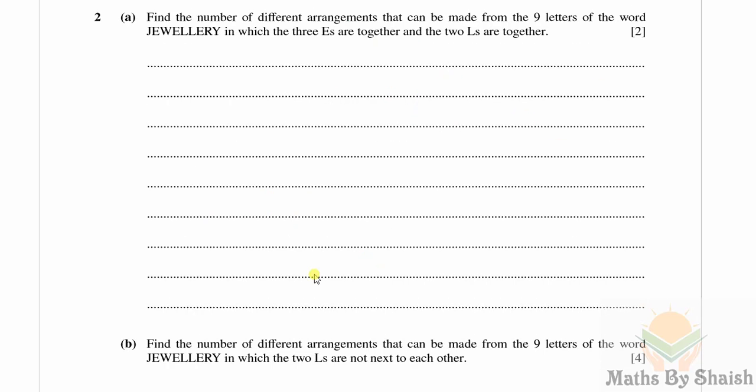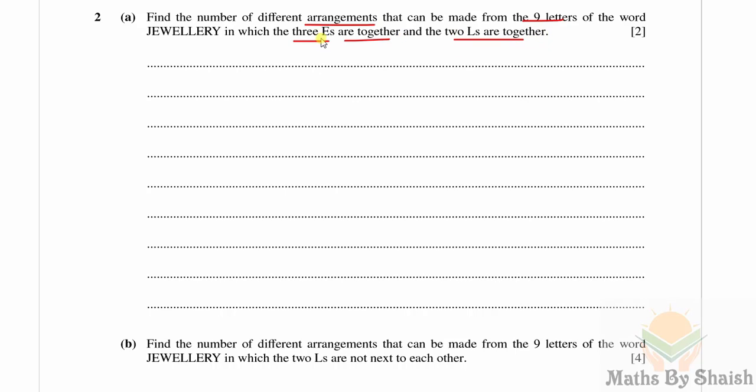Here is the second question. First part, find the number of different arrangements that can be made from the 9 letters of the word jewelry, in which the 3 E's are together and the 2 L's are together.